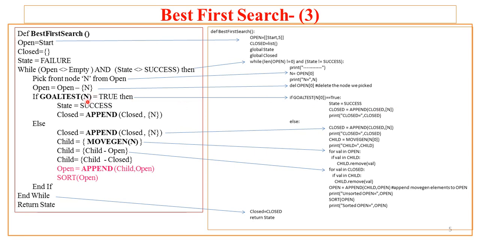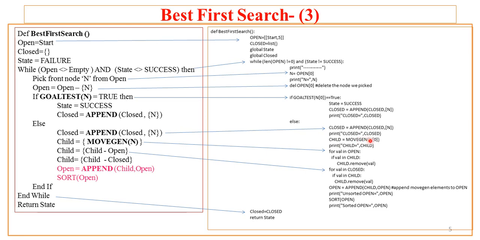What if this goal test returns false? Then it gets into the else part. In the else part there are overall 6 statements. These 6 statements are basically transformed like this. Here the given node n is appended to the close, that is done here, append close n, and this new value is assigned to the close. Now moveGen is called and those moveGen elements are assigned to the child. That is done here, that moveGen is called.